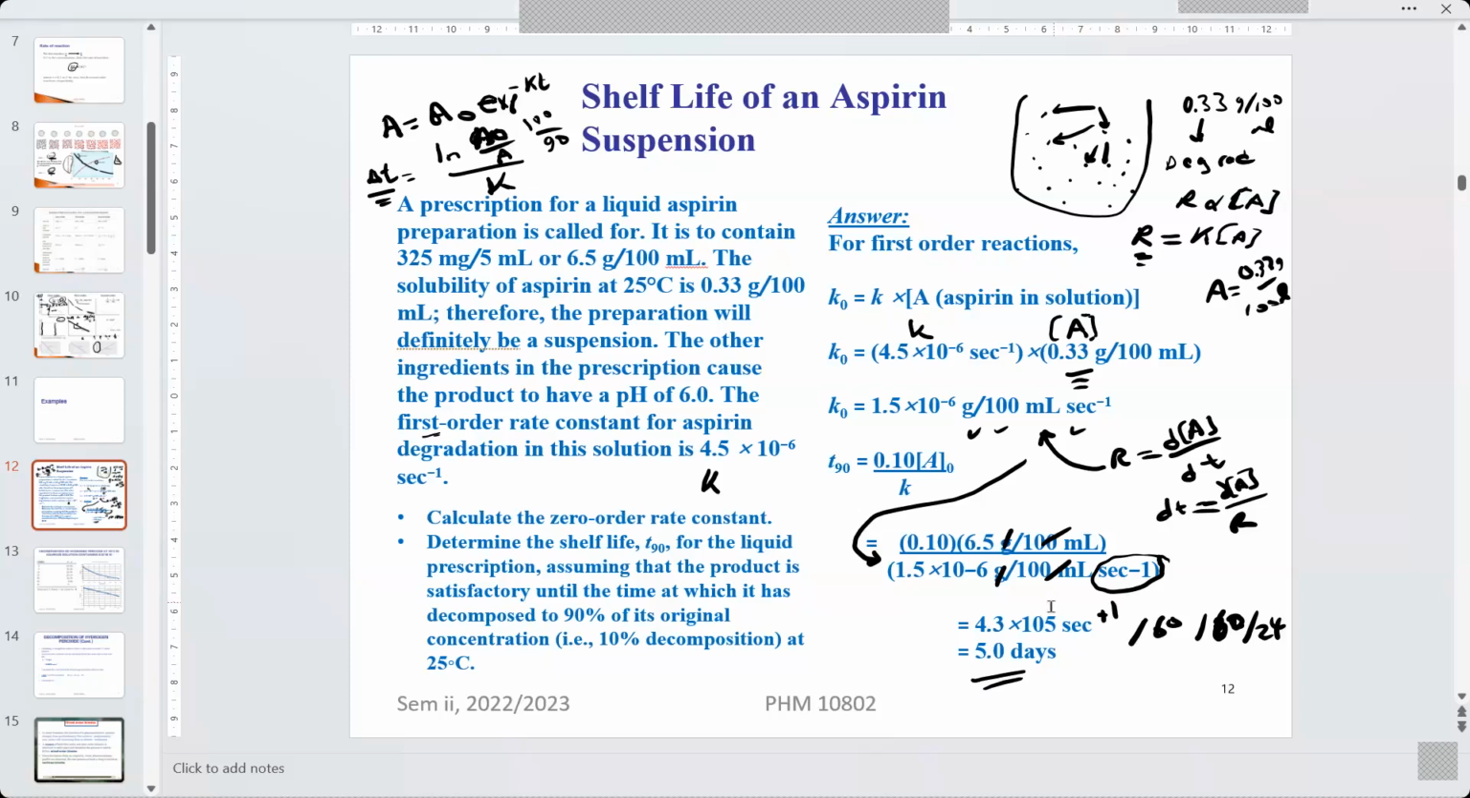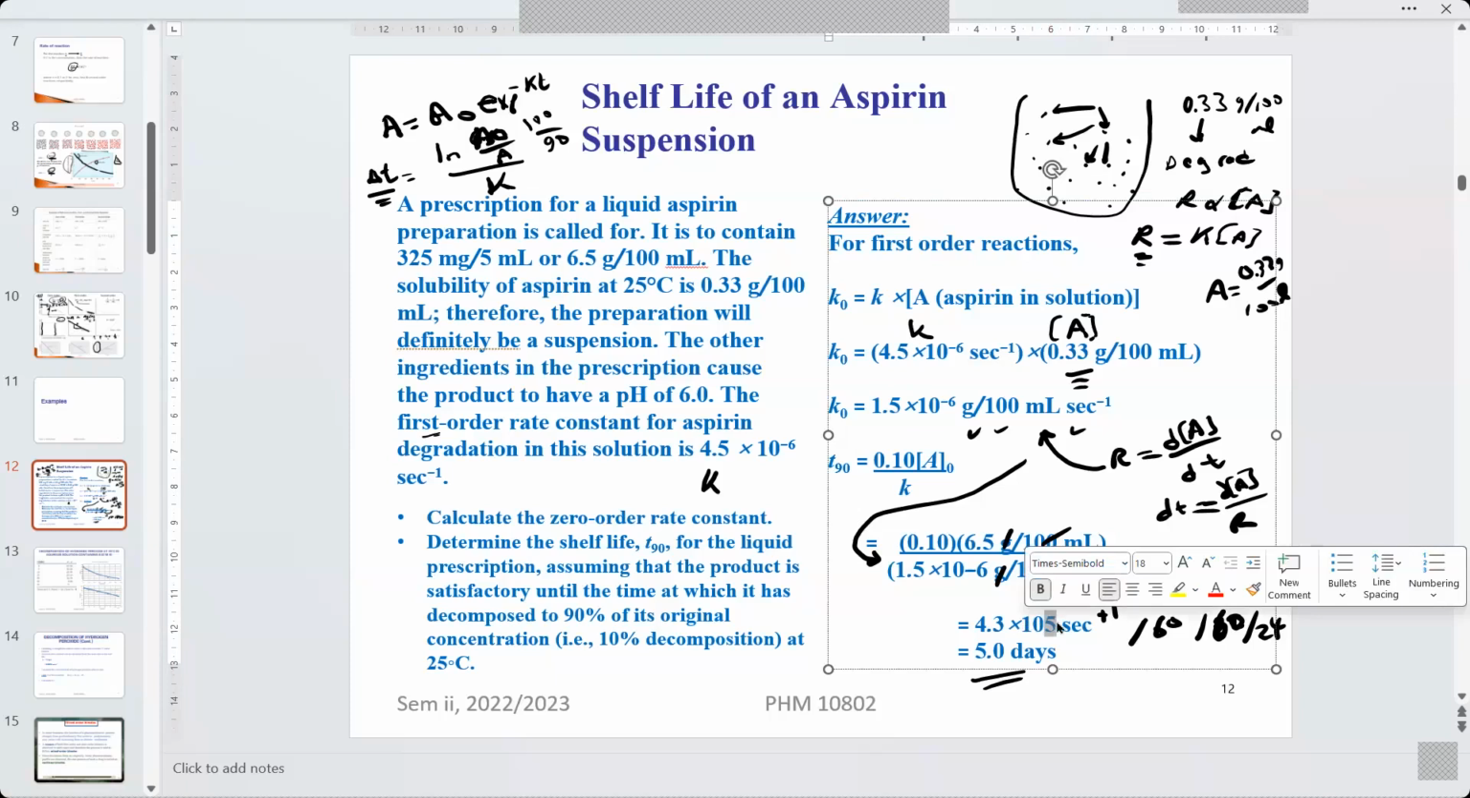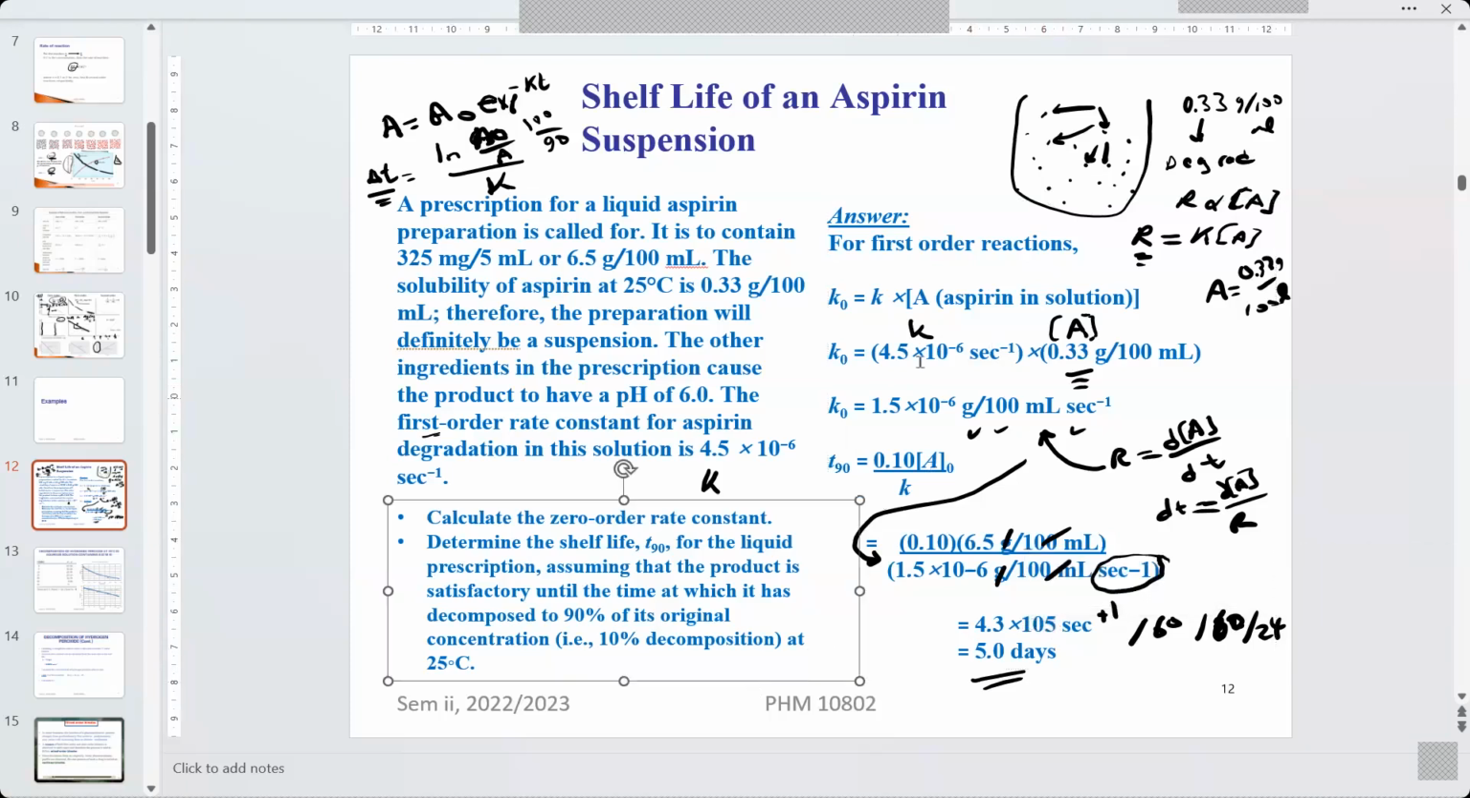Actually, this should not be 10.5, not 105. This one should be 10 to the power 5, I think. So double check the calculation. I think this one is 10 to the power 5. Okay? But anyway, this is the calculation method. So you understand the concept here?